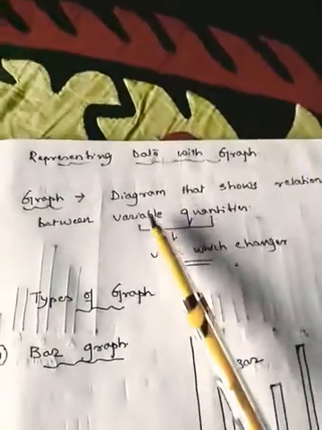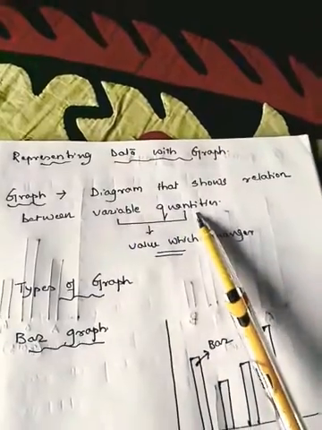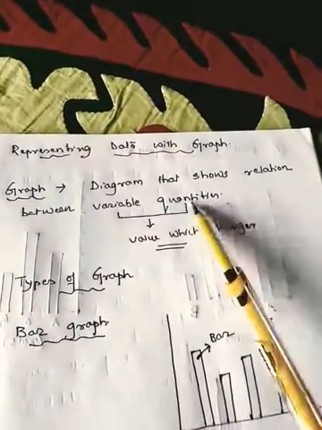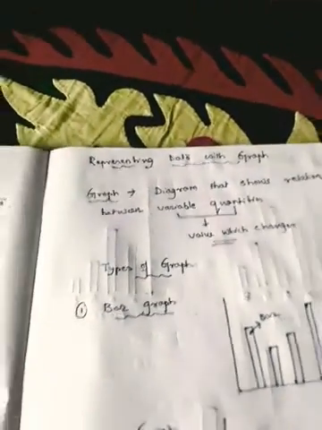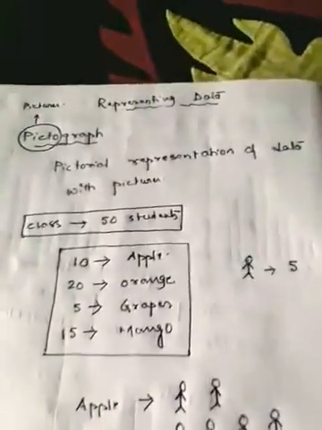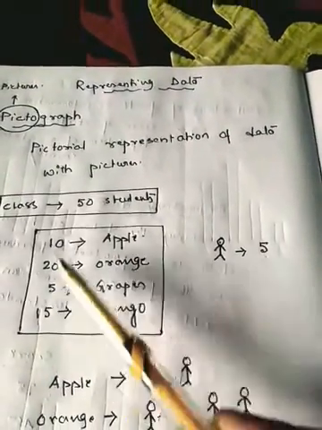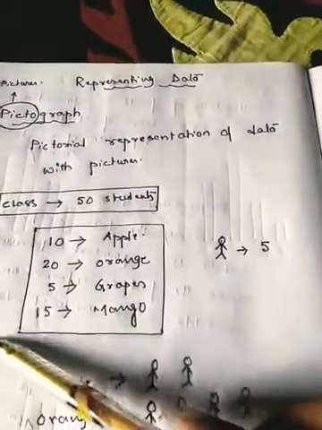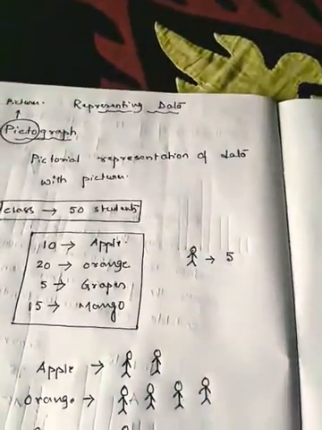So that is the reason I have said that diagram shows the relation between the variable quantities. These are the quantities which keep on changing. If you remember the data, the apple was 10, orange was 20. So it kept on changing, isn't it? So these data are called variable quantities. This keeps on changing. Based on this particular data, we draw a graph.